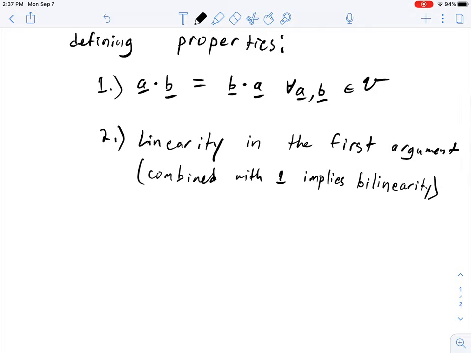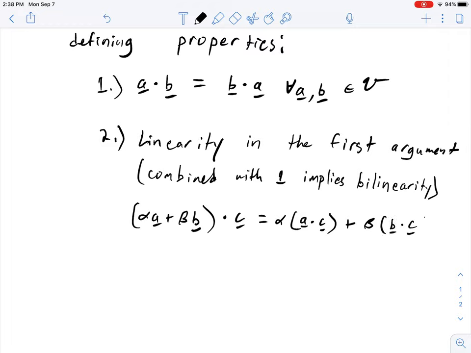And so what that says is that alpha A plus beta B, all dotted with C, is equal to alpha times A dot C plus beta times B dot C for all real numbers alpha and beta. That's a bad symbol there, isn't it? And for all A, B, and C in our vector space.